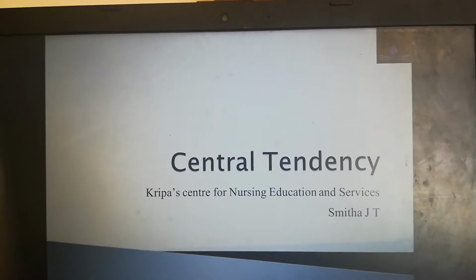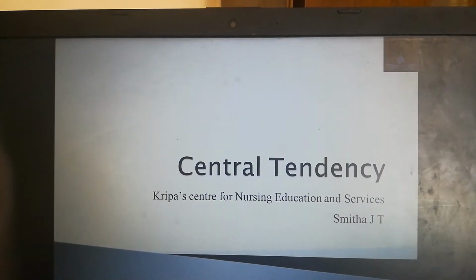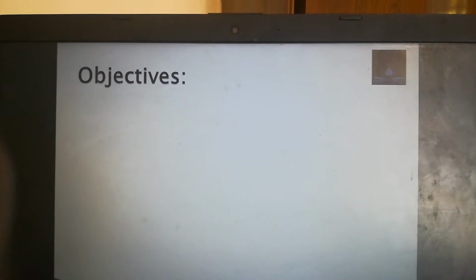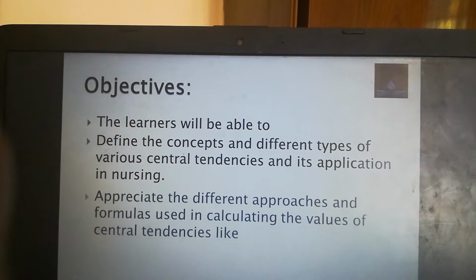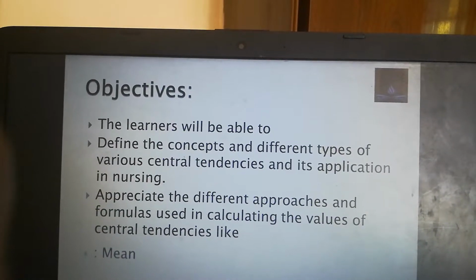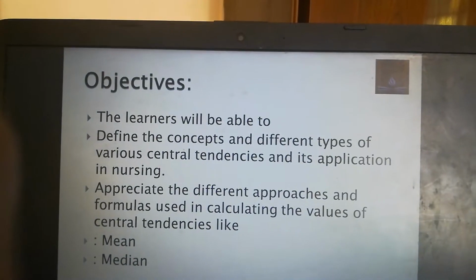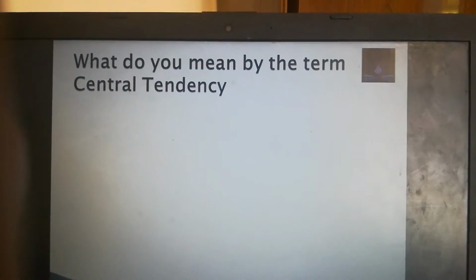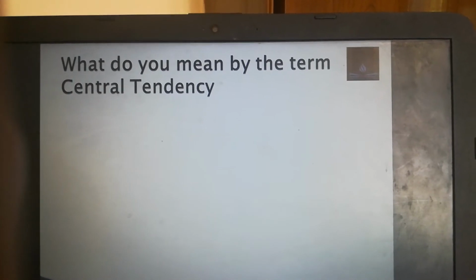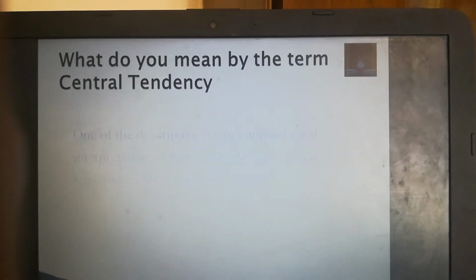In this session, we will be dealing with the central tendency. So, we are going to define the different concepts, appreciate the different approaches and formula of mean, median and mode. Okay. So, why we need to use the central tendency? What do you mean by central tendency?